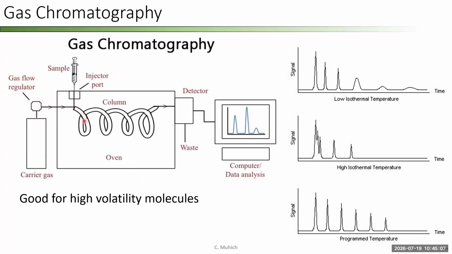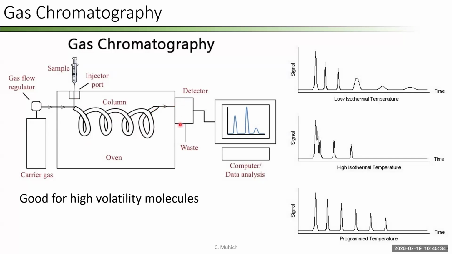So in this case, we have a gas flow regulator. We're going to flow a gas through here. That gas is going to be our carrier fluid. This is usually done at relatively high temperatures. We inject a liquid sample, or we could inject a gas sample as well. The gas flows through here, and whatever flows through this column passes out through a detector.